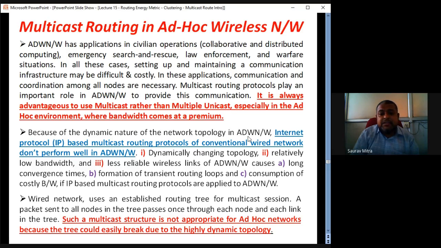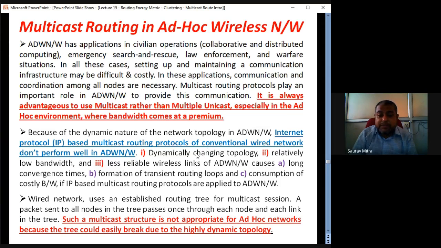Because of the dynamic nature of the network topology in ad hoc, IP or internet-based multicast routing protocols cannot perform well directly, because in ad hoc the topology is dynamically changing. So the IP protocol directly cannot be applied to ad hoc, because ad hoc has a dynamically changing topology. Ad hoc has less bandwidth. Ad hoc has less reliability of links. So an ad hoc link can break at any time.